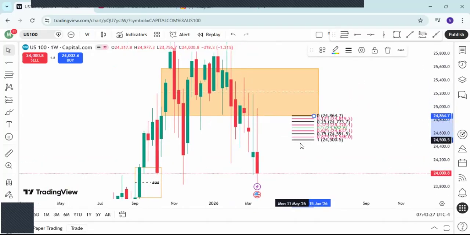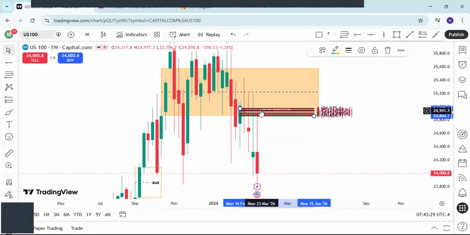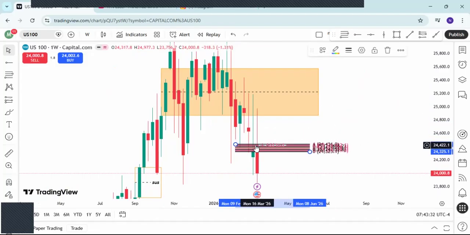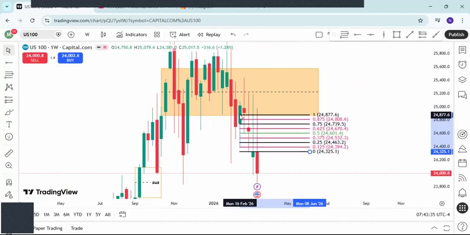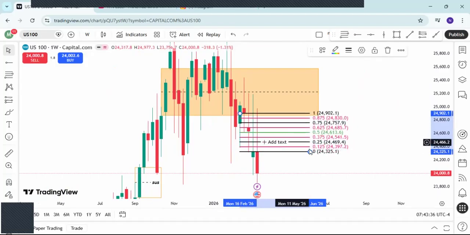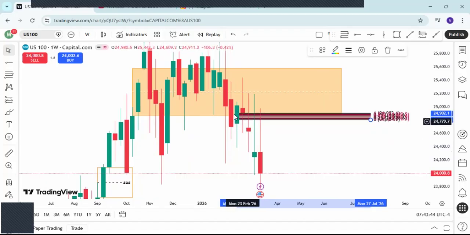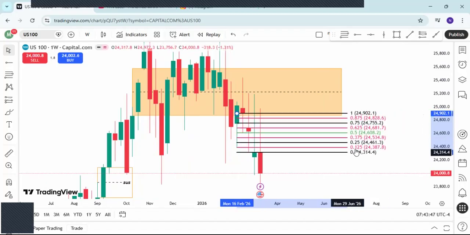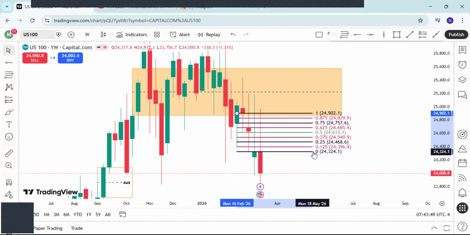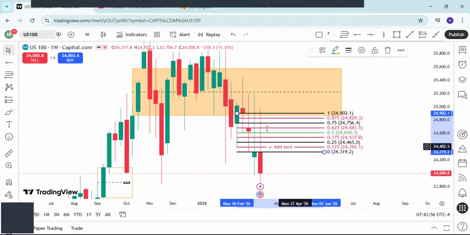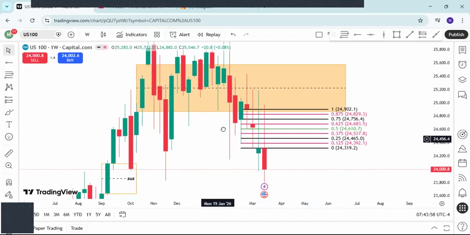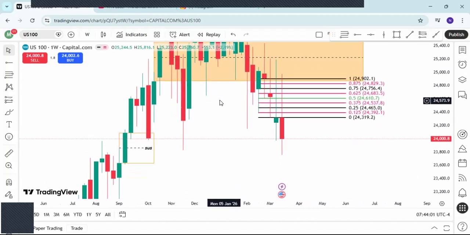I'm going to take this Fibonacci, and then I'm going to mark the suspension block here. As you can see, the volume imbalance here, and then volume imbalance above. If you put that like that, that's your current bearish suspension block on the weekly time frame, right? This is it on the weekly time frame.